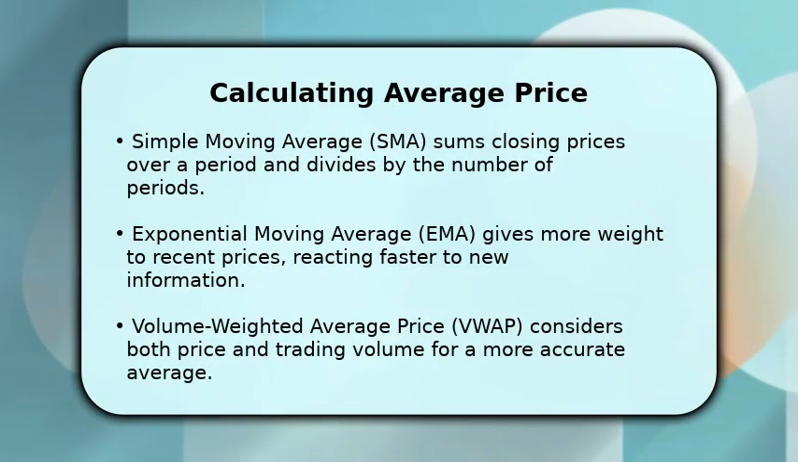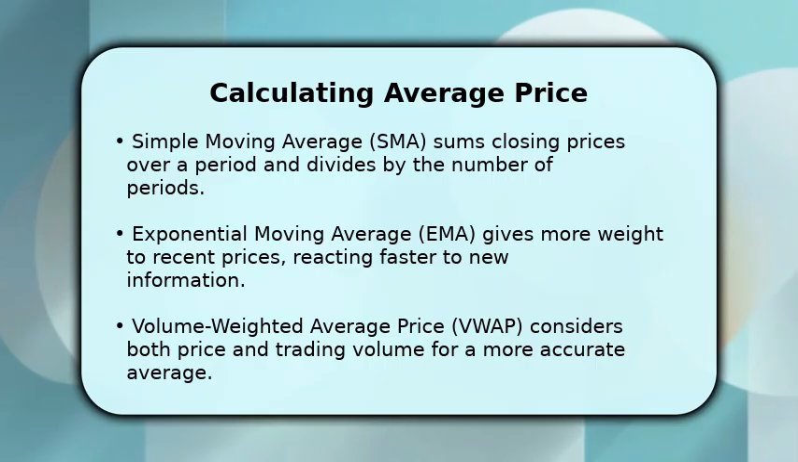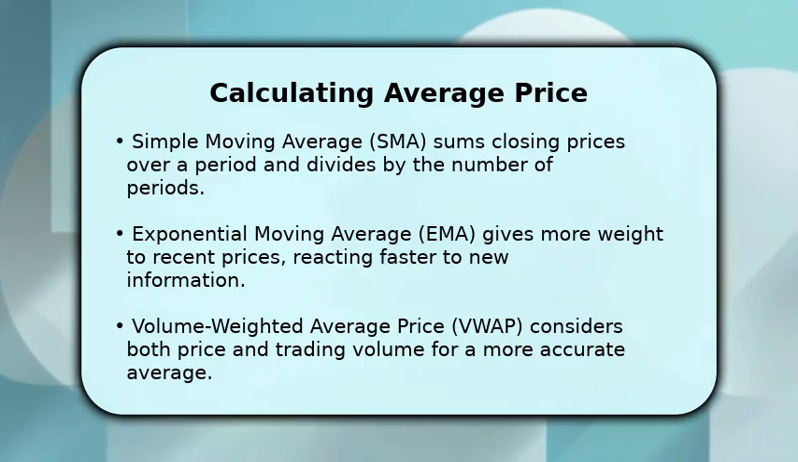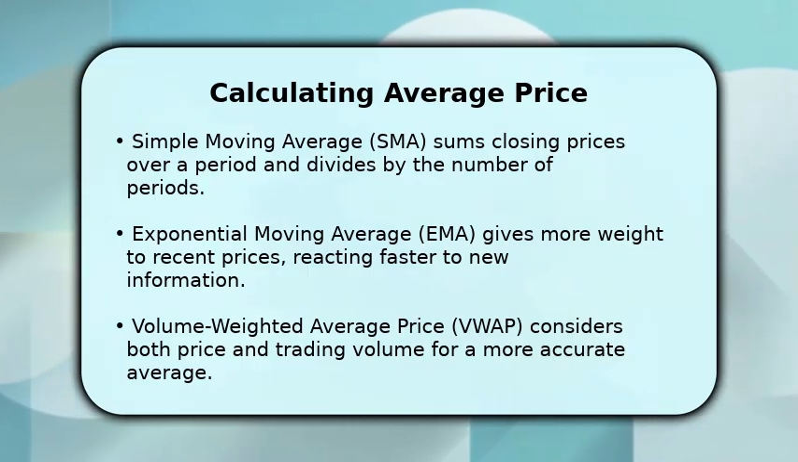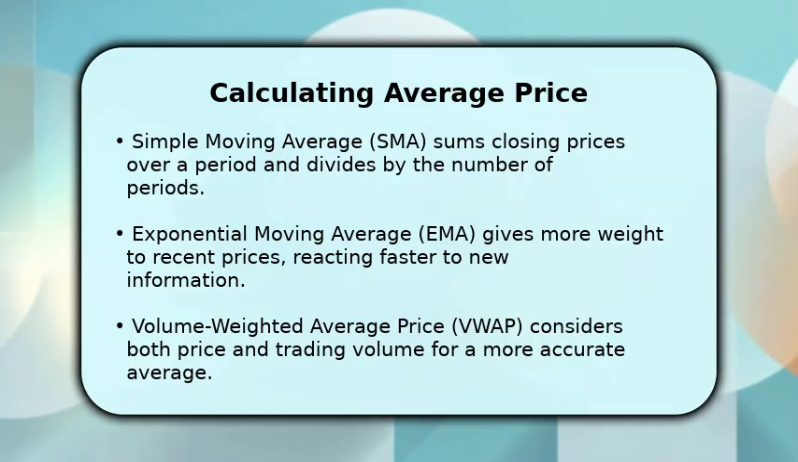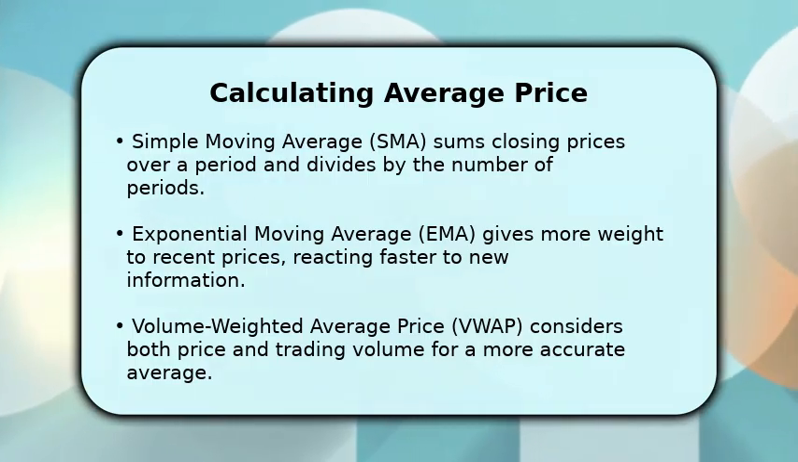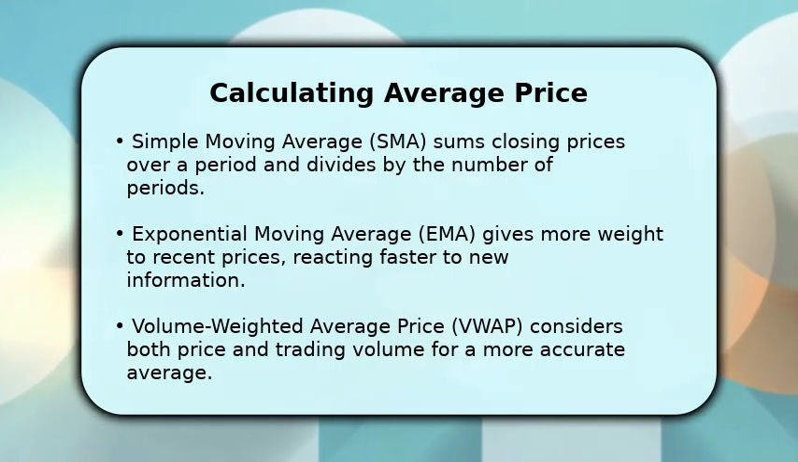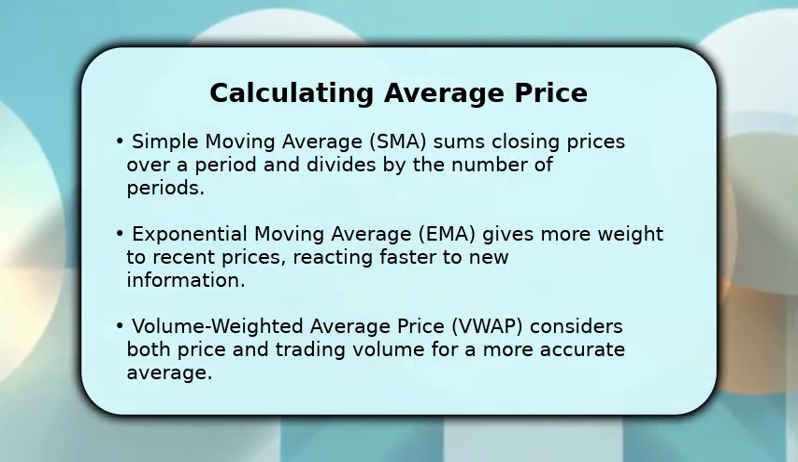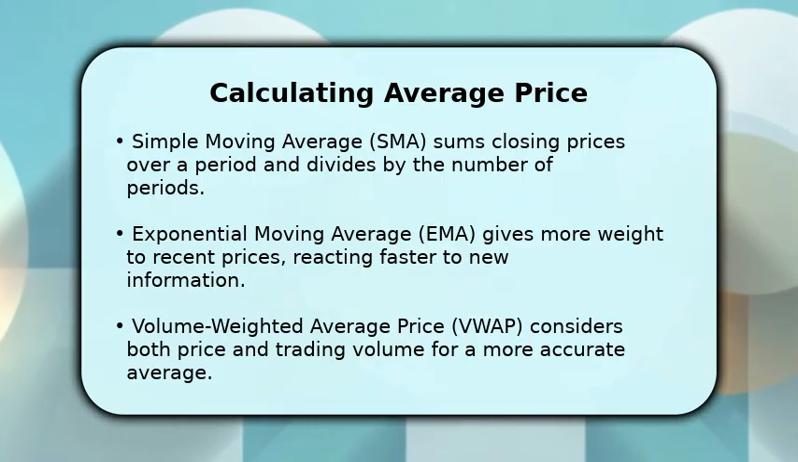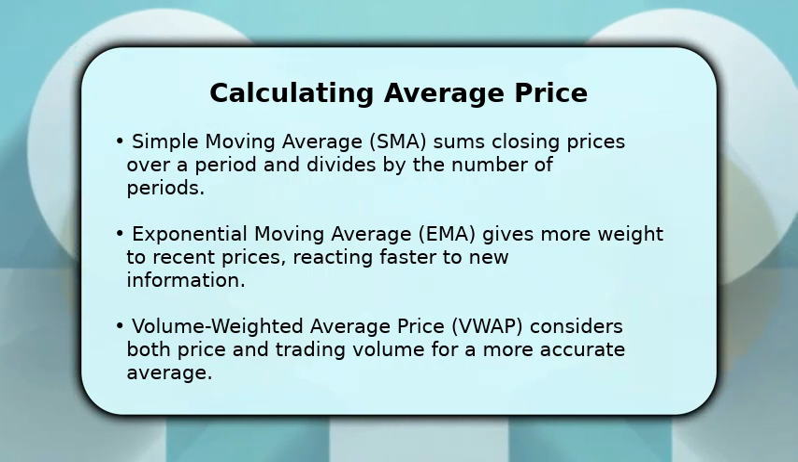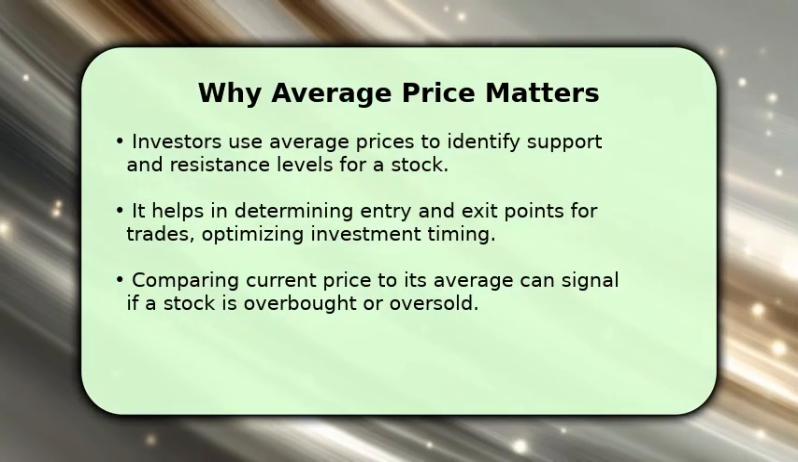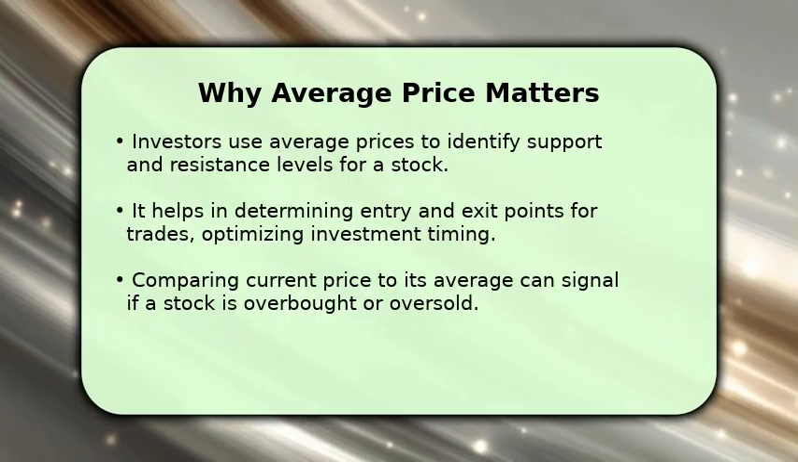There are several ways to calculate the average stock price, each offering unique insights. The simple moving average, or SMA, is a straightforward method, summing closing prices over a set period and dividing by that number of periods. The exponential moving average, or EMA, gives more importance to recent data, making it more responsive to current market shifts. Another important method is the volume-weighted average price, or VWAP, which incorporates trading volume for a more comprehensive average.